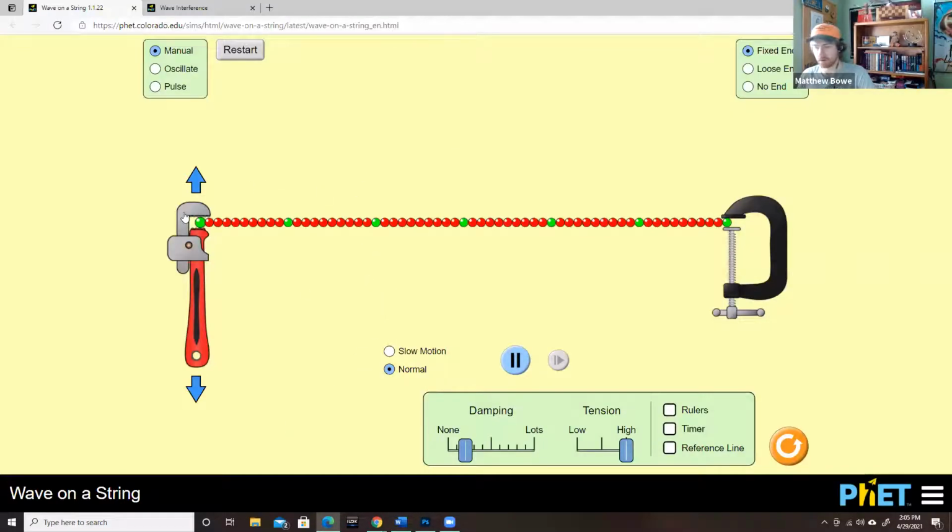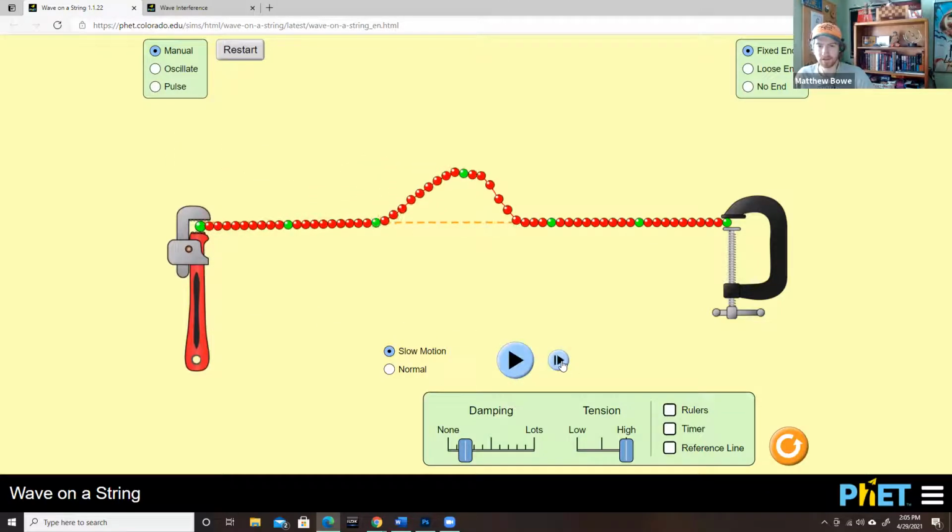In here, you can play around with it. I know that the Zoom call might not be as smooth to watch, but I'll try to put on slow motion at the bottom right here. This will also help for your measurements. You can see I could take this wrench and move it around, and you can see the wave starts to move down this string. You see it's getting smaller and smaller. That's because I have damping on. There's a little bit right now.